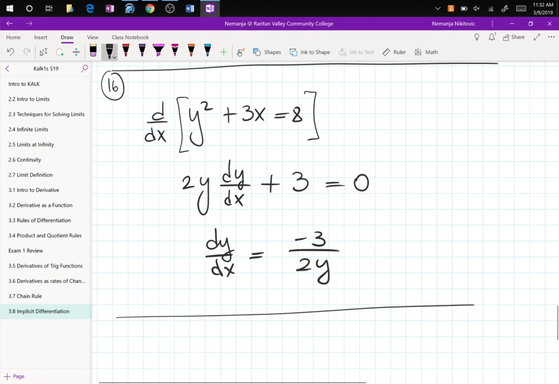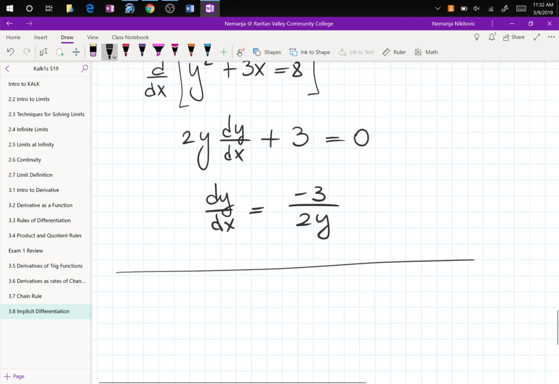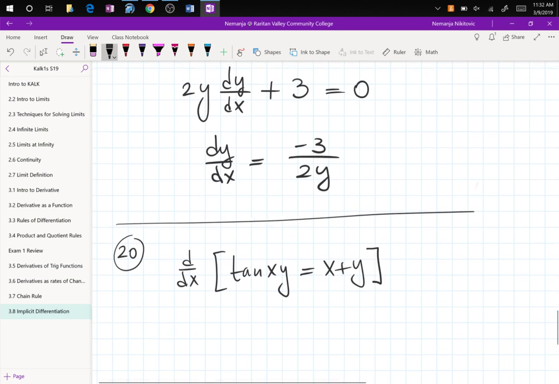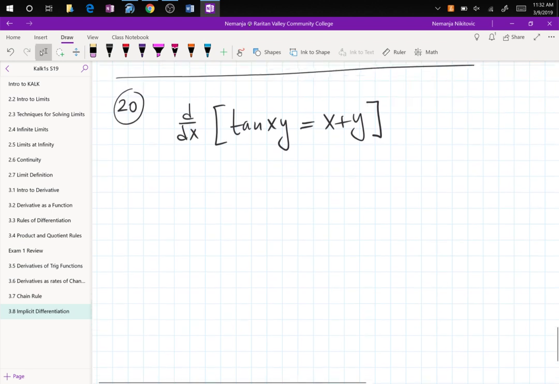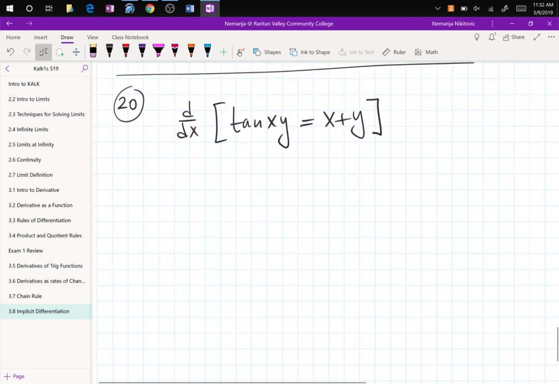What else is cool? Problem 20. It's getting spicy now. The derivative with respect to x of tangent xy is equal to x plus y. All right, try that one.